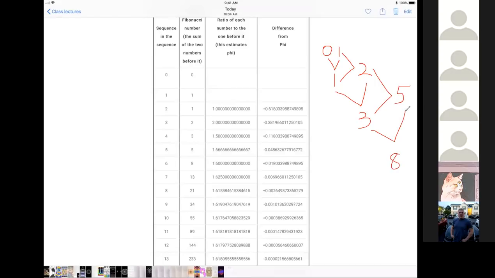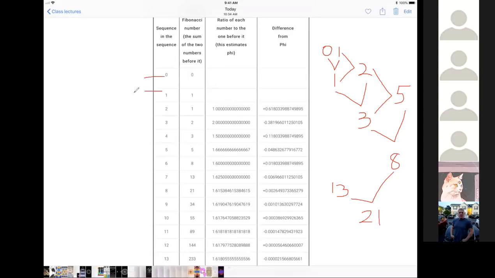And what happens if we add together 8 plus 5? I'm getting off the edge of the screen, but 8 plus 5, we get 13. And then what happens if we add together 8 plus 13? We get 21. And this is what the Fibonacci sequence is.